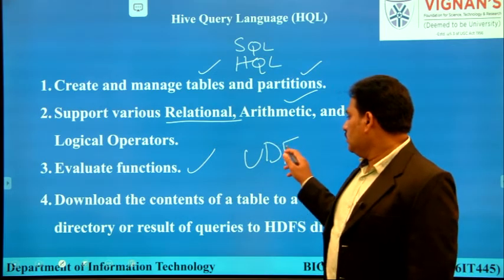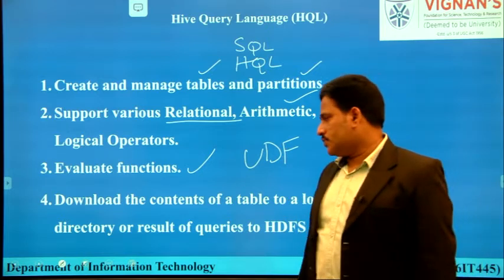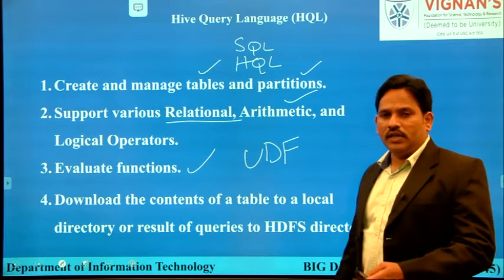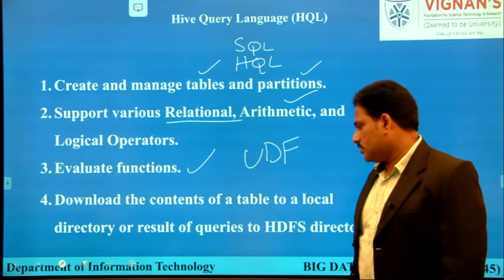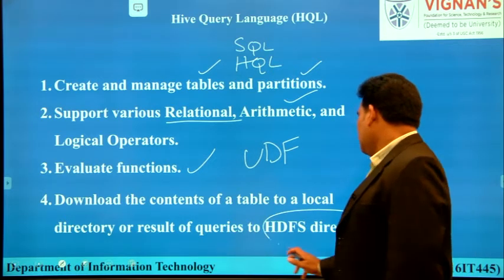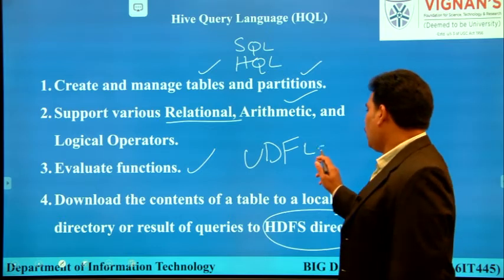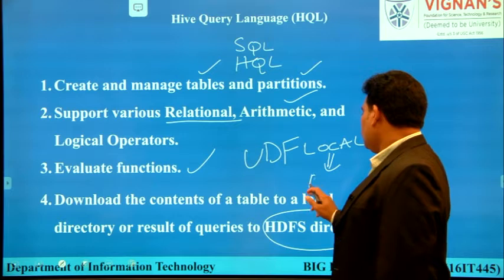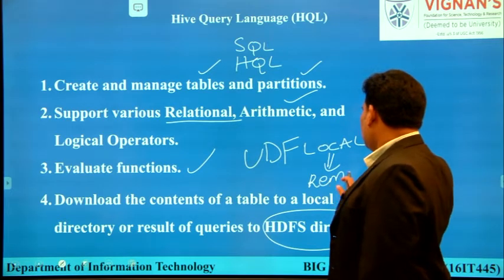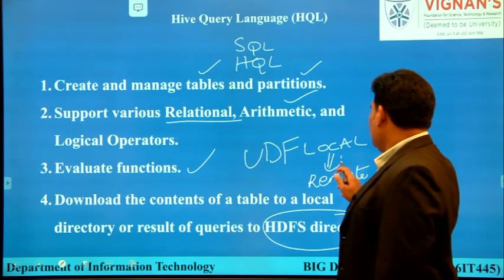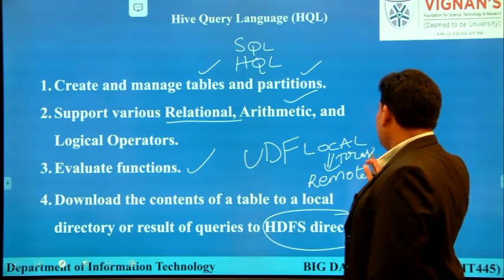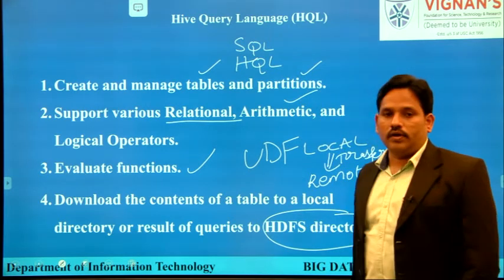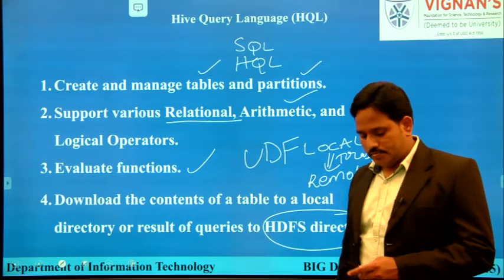We can write user defined functions, and finally we can download the content of a table to any local directory in order to see the results from the HDFS directory. That means from the local machine to the remote machine we can transfer the data. We can transfer the data using the HQL programming language.